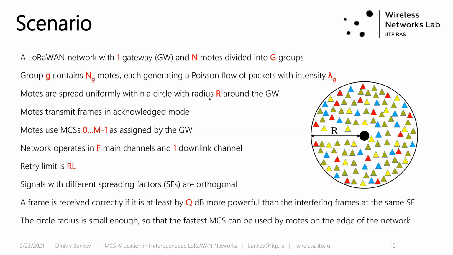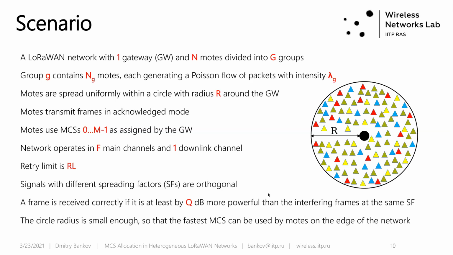And the gateway, the network server assigns different modulation and coding schemes to these nodes. The network uses F main channels and one downlink channel. We assume that signals with different spreading factors are orthogonal, and we have the capture effect. So if two frames are sent simultaneously and one frame is at least by Q decibel more powerful than the interfering frame, then this frame is received successfully.